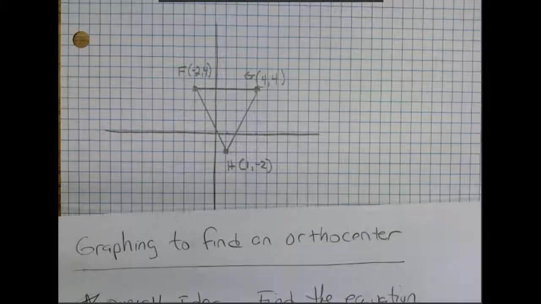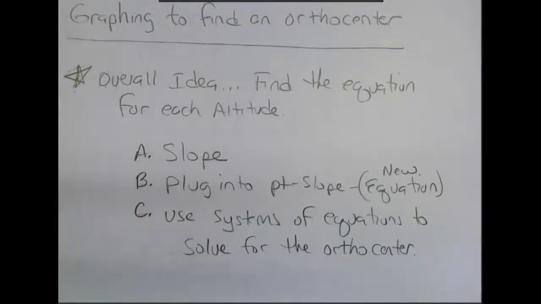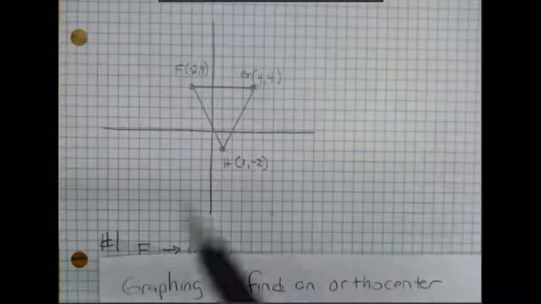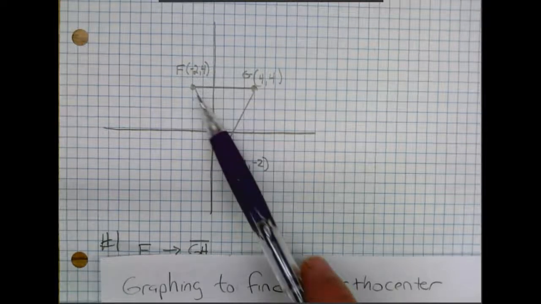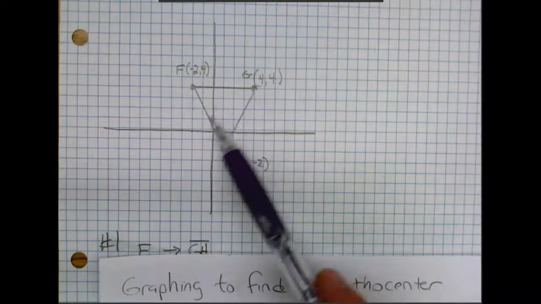So the main idea is you want to make sure you keep these in mind whenever we're doing this process, because it's pretty complicated, you're going to see here in a minute. So you find the equation for each altitude, and we're going to start off by doing slope first. We're going to find the slope of the line we're starting off with. For example, if we want to go across from G to FH, we have to see what the slope of FH is, and then we know if this is a perpendicular line, it's the opposite and inverted slope.